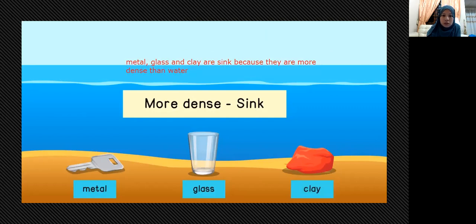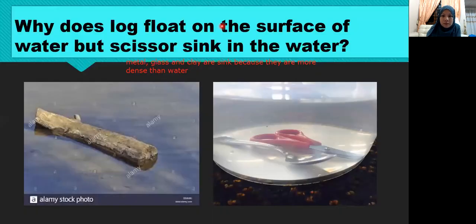Okay, look at the next slide. Okay, now I want to ask you, why does the log float on the surface of the water but scissors sink in the water? Okay, now explain by yourself why the log here floats and why this scissor and this spoon sink in the water. Okay, I give you 1 minute. Okay, think, and after this, I will tell you why this log floats and this scissor and spoon sink.